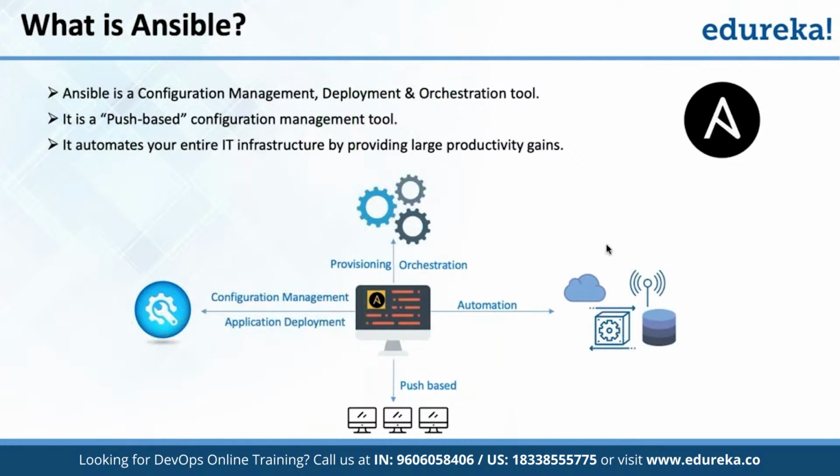To communicate between this master and slave node, Ansible uses SSH, the public private key sharing. So we establish authentication using SSH. That is how Ansible works, guys. So this was in brief about Ansible architecture: what is Ansible architecture and how it communicates between master and slave node.